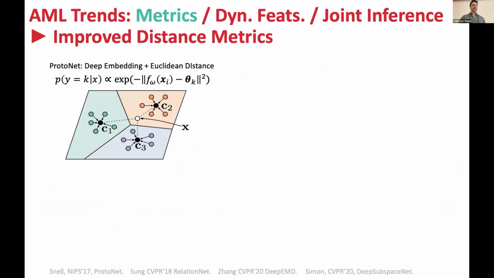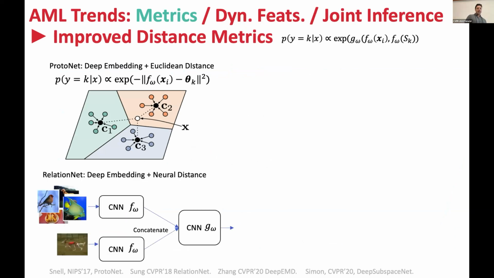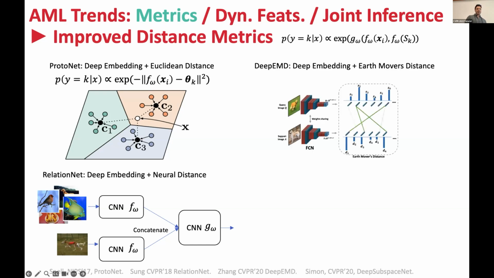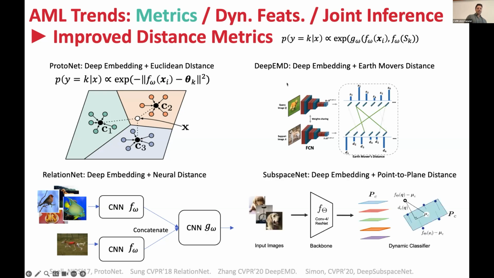Skip that one, but just to say, coming to the trends that have been happening in the amortized meta learning space since ProtoNet, people went back to trying to find a richer neural distance metric, rather than just the ProtoNet that took the Euclidean distance between the test point and the support sets. But can we find a better distance metric to put here? In a relation network that we did several years ago, we tried to learn a neural distance to put there. In things like DeepEMD, they use Earth mover's distance to compare between the test point and the support set. And one of my favorite ones, SubspaceNet, uses point to plane distance.